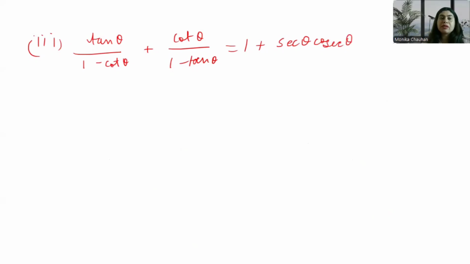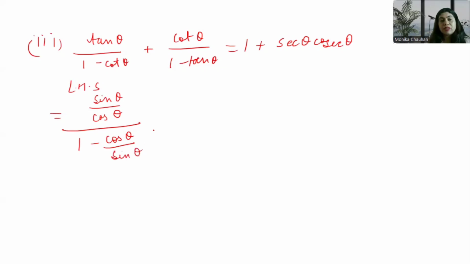So we have to begin with the left side. What are we going to do with this? First, we will try to simplify this tan and cot in terms of sine and cos, so I can get more clarity here. So tan theta can be written as sine theta upon cos theta, upon 1 minus cos theta upon sine theta. I hope you understand what I'm doing. Plus here, this is cos theta upon sine theta, upon 1 minus sine theta upon cos theta.